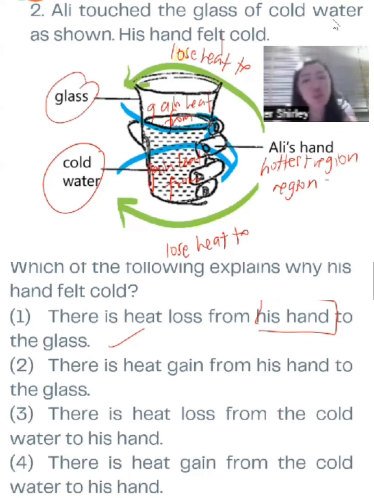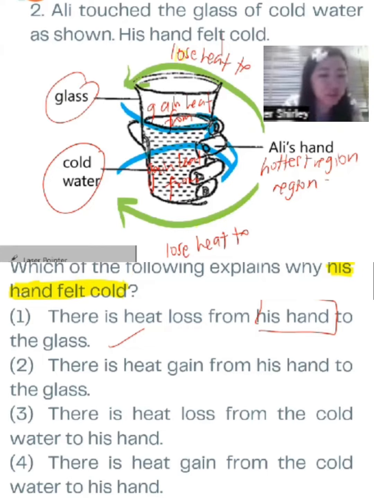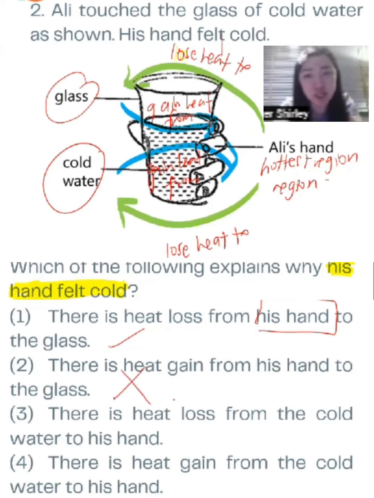Now, just to double check, let's check the rest. Heat gain from his hand to the glass. That means his hand gains heat from the glass. No, right? If his hands were to gain heat from the glass, his hands would feel even hotter. But his hands actually felt cold, right? If you look at the question, his hands felt cold. So in this case, it is not that his hand gained heat, because if his hands were to gain heat, they would have been hotter.